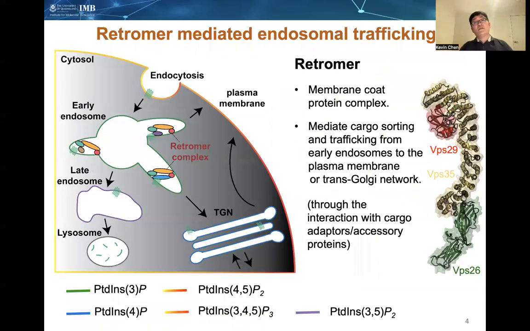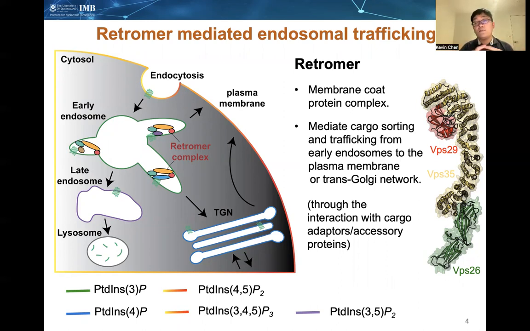Within this complex endosome trafficking process, one particular protein complex plays a very important role: the retromer. Retromer is a protein complex composed of three subunits: the small subunit VPS29, the long subunit VPS35, and the green one, VPS26. Retromer is responsible for mediating cargo sorting and trafficking from the endosome to, as I said, the plasma membrane or the TGN.